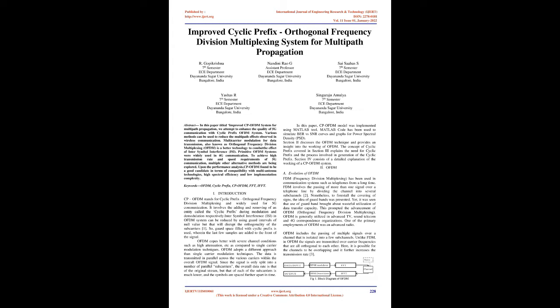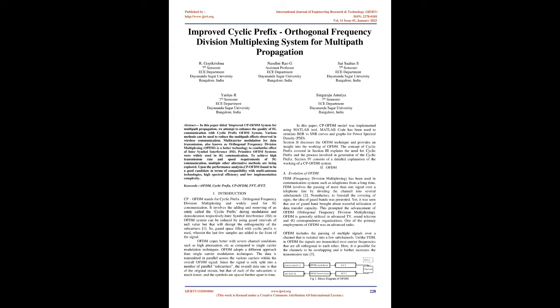Inter-symbol interference, ISI, in an OFDM system can be reduced by using guard intervals of null value, but that will disrupt the orthogonality of the subcarriers. So, a guard space filled with cyclic prefix is used, wherein the last few samples are added to the front of the signal. OFDM copes better with severe channel conditions such as high attenuation, etc. as compared to single carrier modulation techniques.